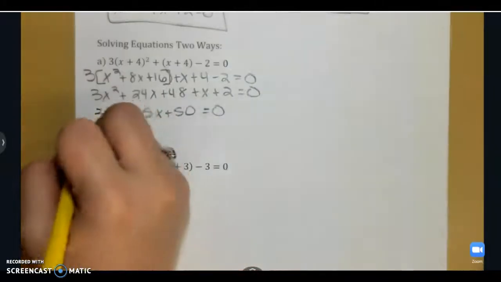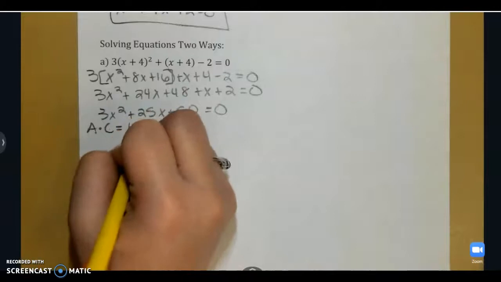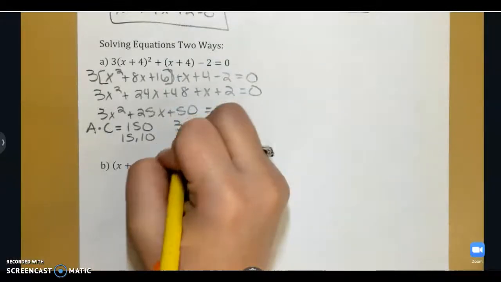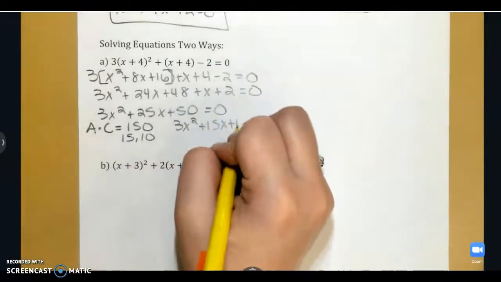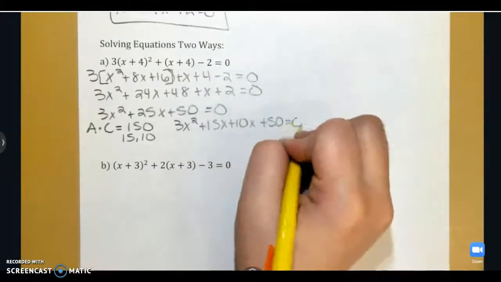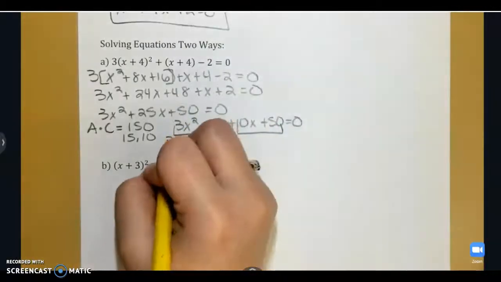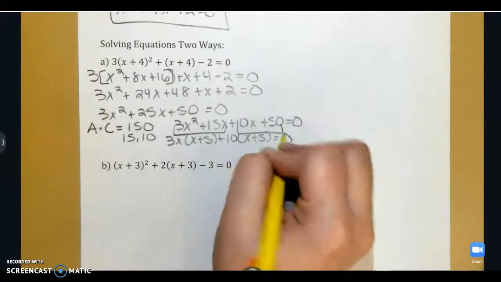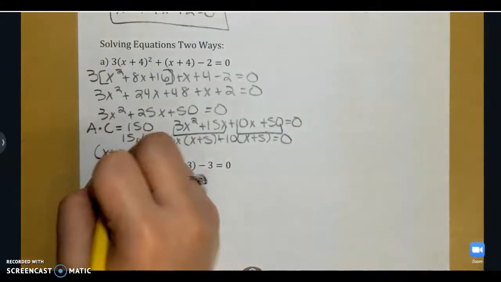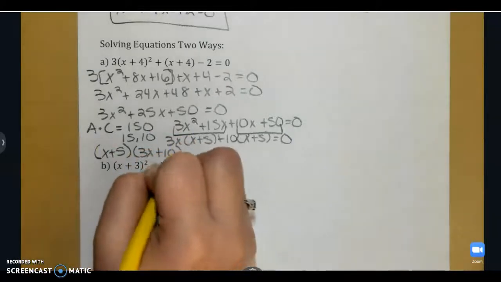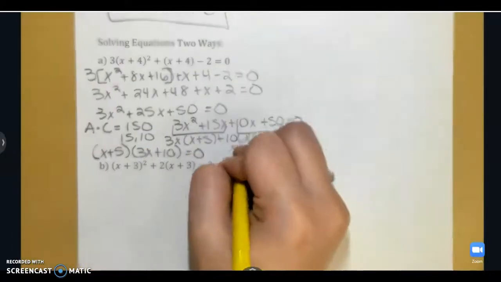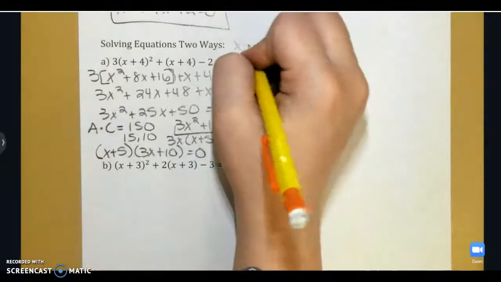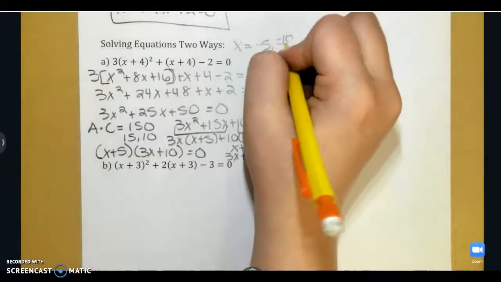This coefficient is bigger than 1, so I have to do my splitting the middle term. Factors of 150 that add to 25 are 15 and 10. So group, group. So my final factoring is going to be x plus 5 times 3x plus 10. And then I could go on to solve for x. X plus 5 is 0. 3x plus 10 equals 0. And my two solutions are going to be -5 and -10 over 3.